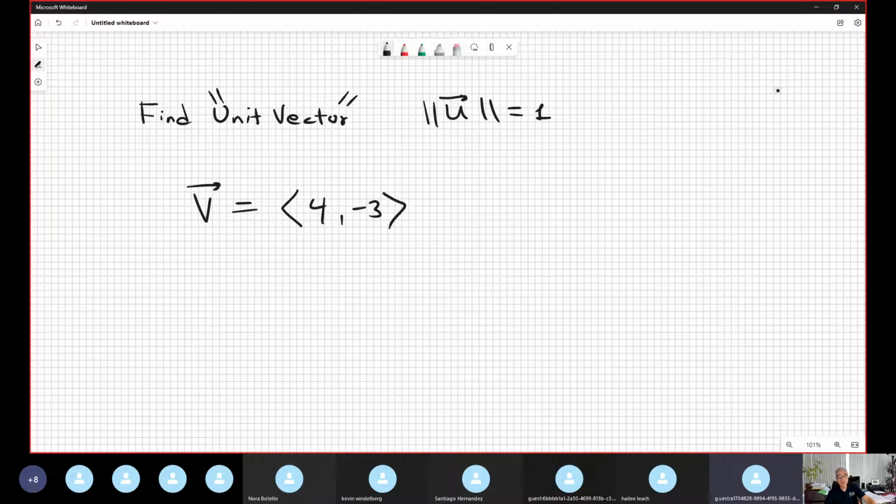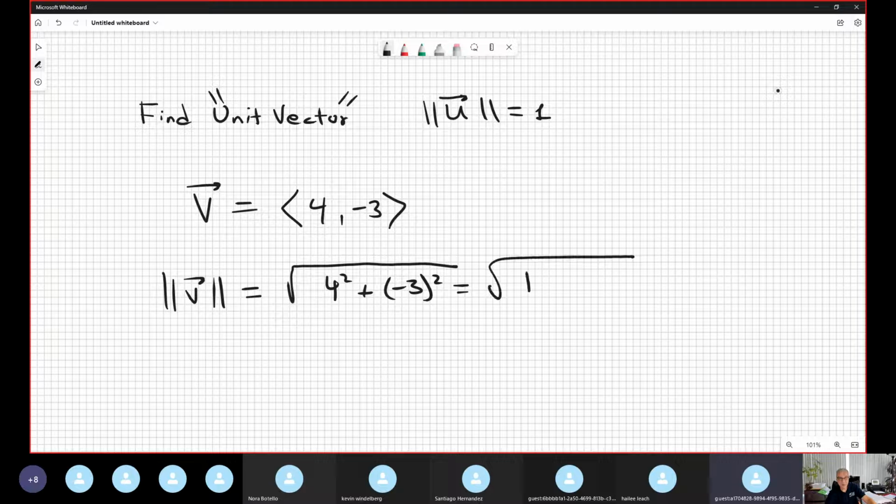4, -3. I need to find the unit vector, guys. Okay, let's do it. Step number one, find the magnitude of this vector. The formula is square root, like Pythagoras, 4 squared plus -3 squared. 4 squared is 16, plus 9, positive of course, 25, and the square root of 25 is 5.